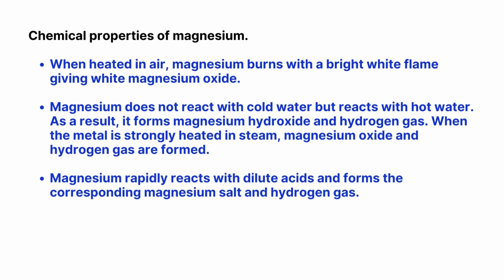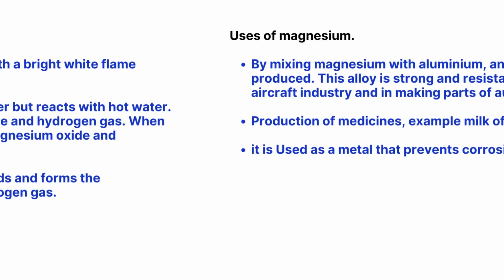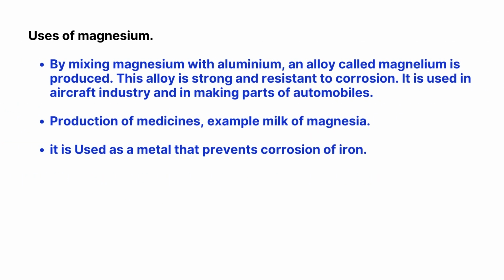Chemical properties of magnesium. When heated in air, magnesium burns with a bright white flame, giving white magnesium oxide. Magnesium does not react with cold water but reacts with hot water. As a result, it forms magnesium hydroxide and hydrogen gas. When the metal is strongly heated in steam, magnesium oxide and hydrogen gas are formed. Magnesium rapidly reacts with dilute acids and forms the corresponding magnesium salt and hydrogen gas.